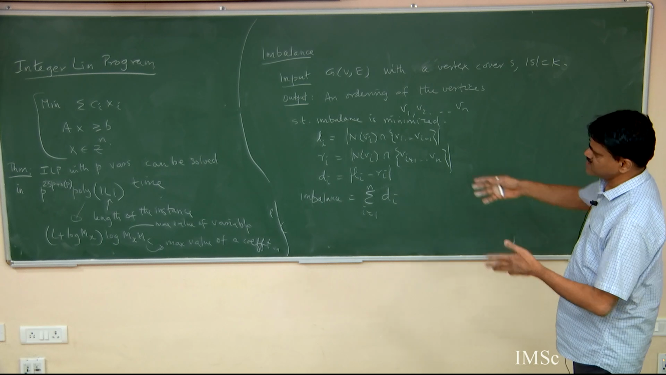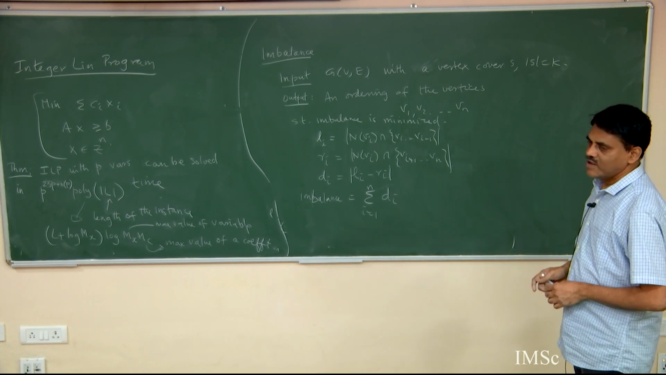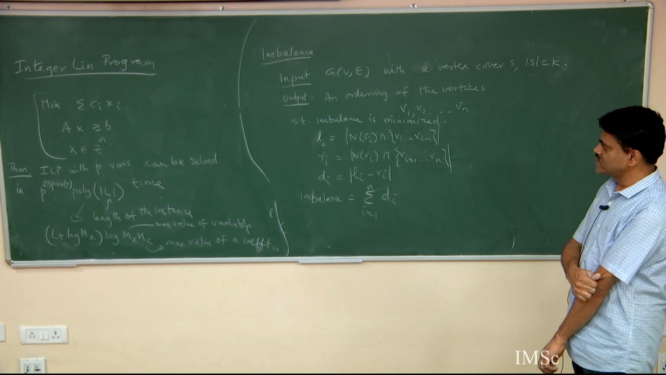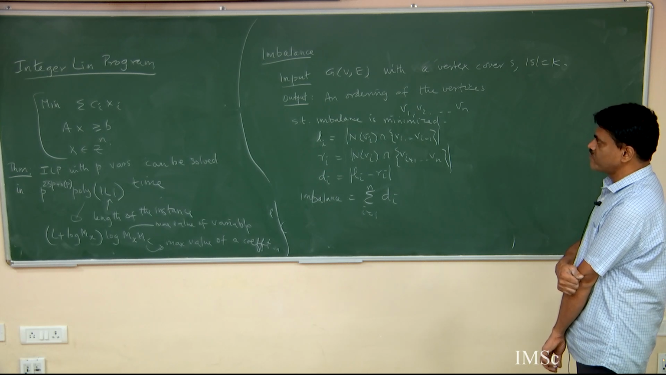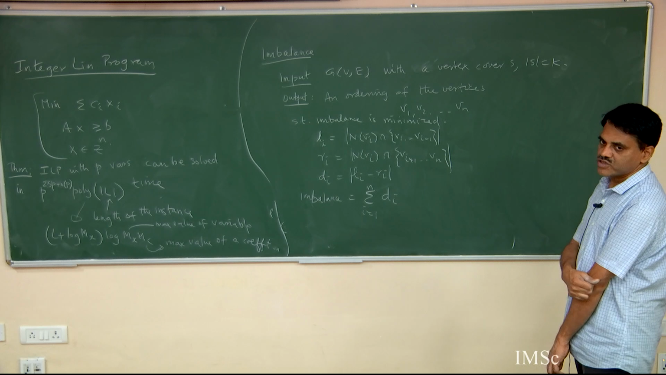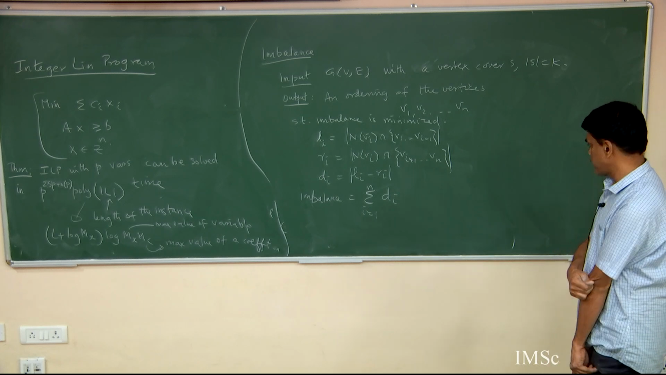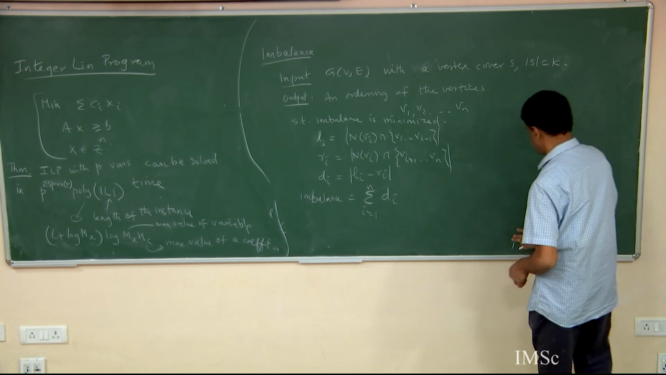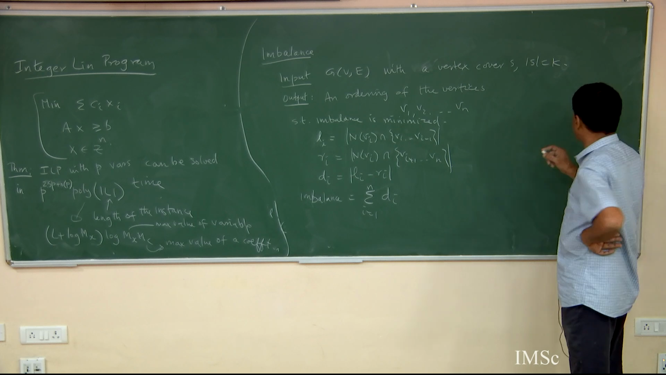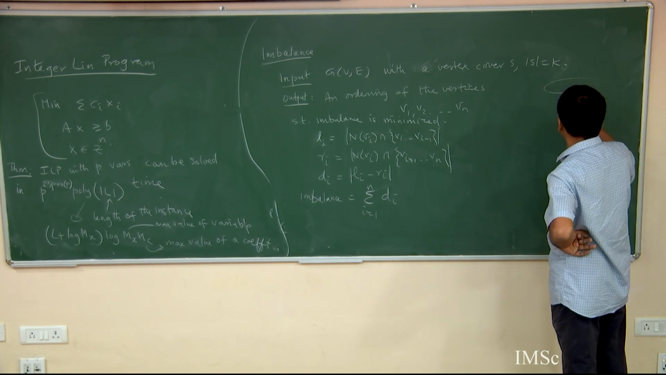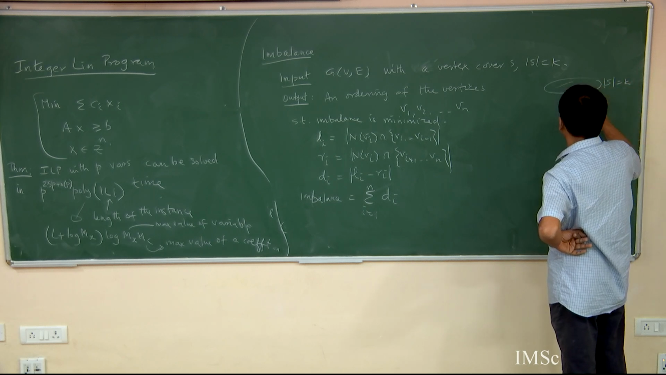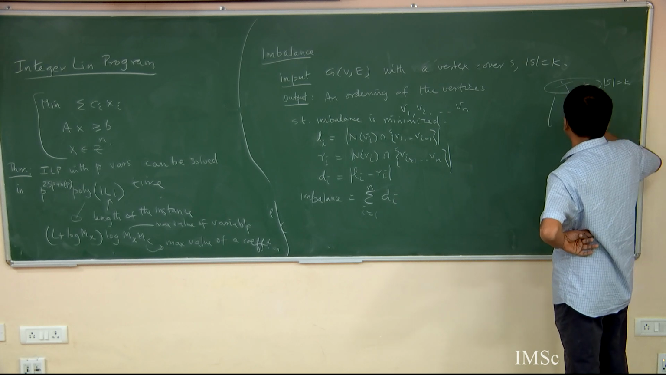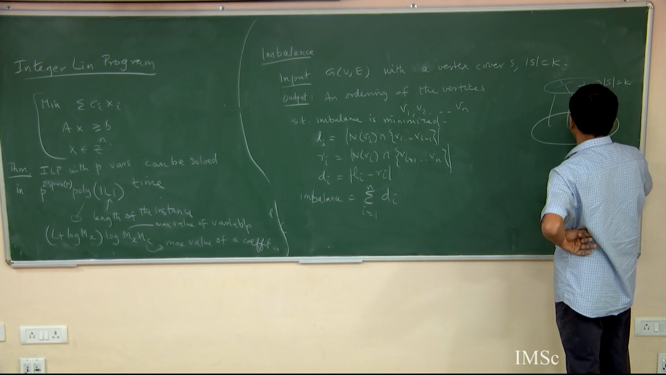So it's a minimization problem. I will eventually write it as an integer linear program with some constraints, but the number of variables I will come up with would be some function of k. Okay, so how does the graph look? Here is a vertex cover. There may be edges here, but this part is independent.